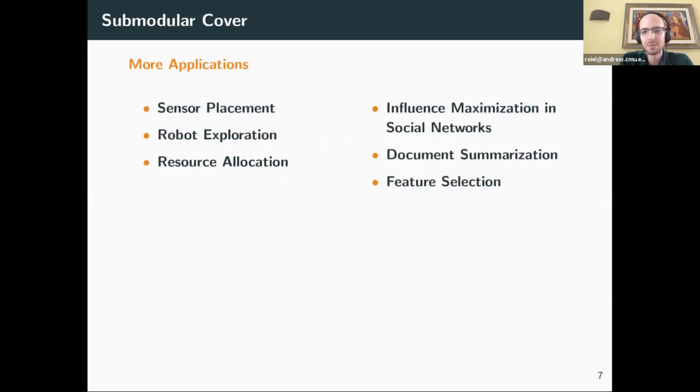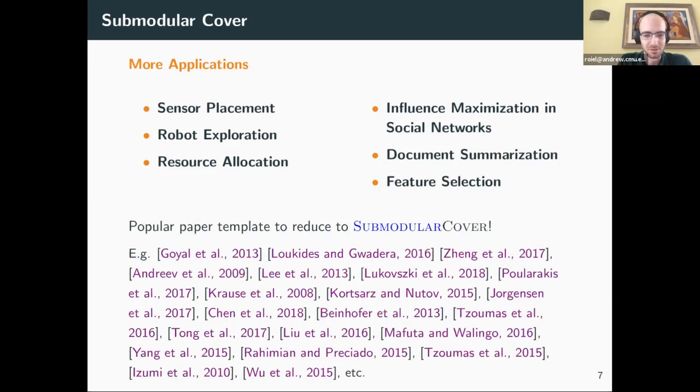So beyond theory applications, this problem is really used in a huge number of areas in practice. And I won't harp on this too much, except to say that it's become a popular paper template to take one's favorite problem, reduce it to submodular cover, and then use algorithms for submodular cover as a black box. So here's a long list of papers that do this. And the point here is that if we can port submodular cover to a dynamic setting, we're porting any downstream application of it to a dynamic setting. And a lot of these applications do make sense in dynamic contexts.